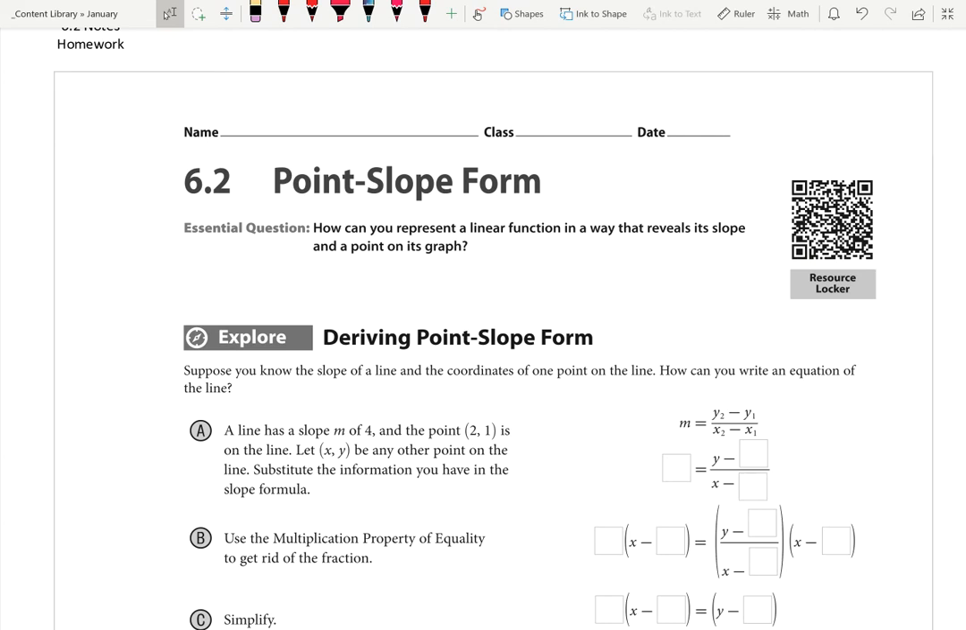Slope intercept form is still a line. It's still a linear equation. Point slope form is also a line. It's also still a linear equation. It's just a different way of writing it.